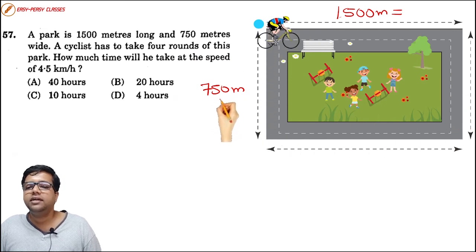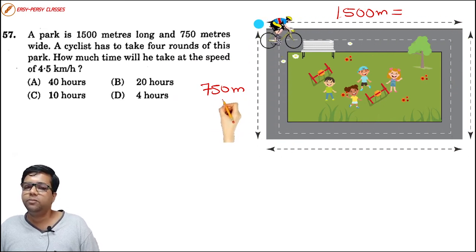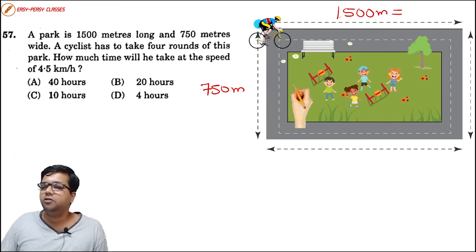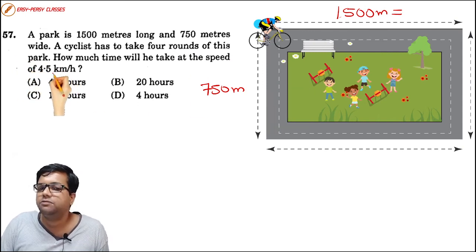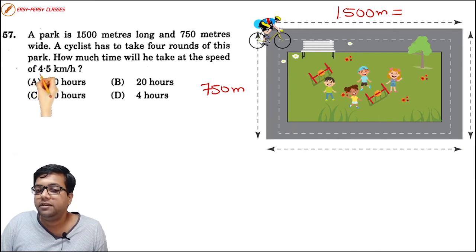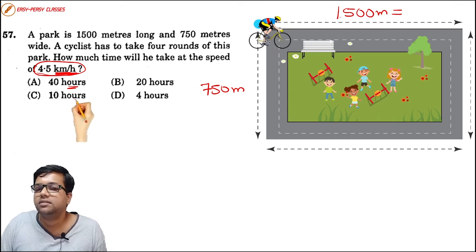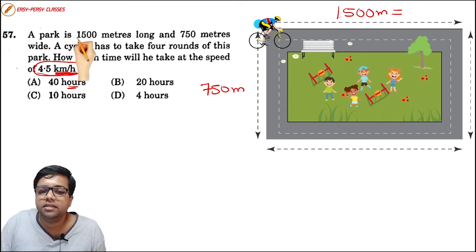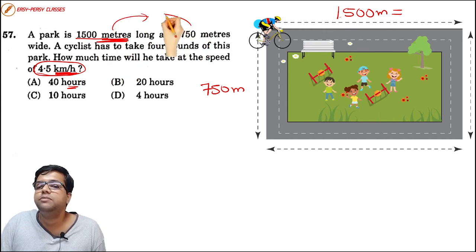How much time will he take at a speed of 4.5 km per hour? You must be very attentive and cautious while reading this particular value. 4.5 km per hour. Everything is written in kilometer and hours, and the answer is also given in hours. But in the question, the length of the park is given in meters. You should bring all the units to the same units.